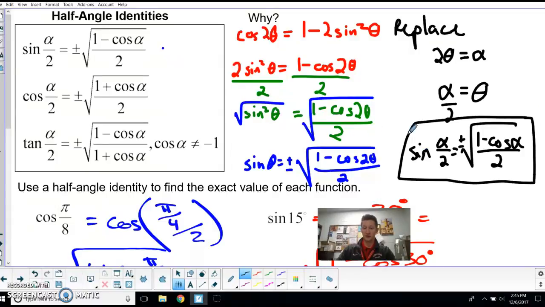And to find the other ones for cosine and for tangent, it'd be kind of a similar process, but I'm not going to go through that now. So we'll just be good with that. And if you want to take the time to find the other ones, you certainly are welcome to, but I'm going to quit with that one. Okay.